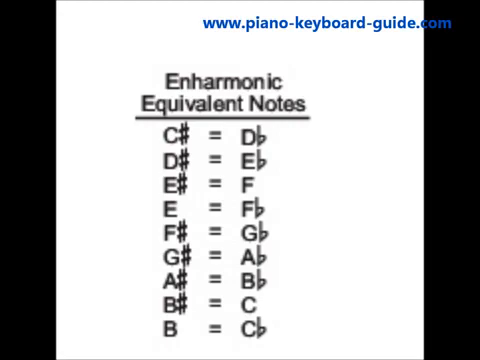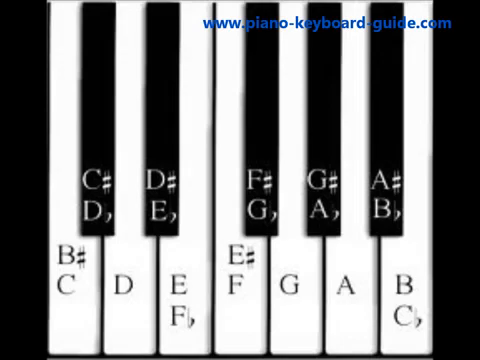D sharp and E flat are enharmonic equivalents. F sharp and G flat are enharmonic equivalents, and so on. You will find this particularly useful when learning to read music. White keys also have enharmonic equivalents. The key that corresponds to the note C on your piano keyboard can also be called B sharp. E can be called F flat. B can be called C flat, and so on.